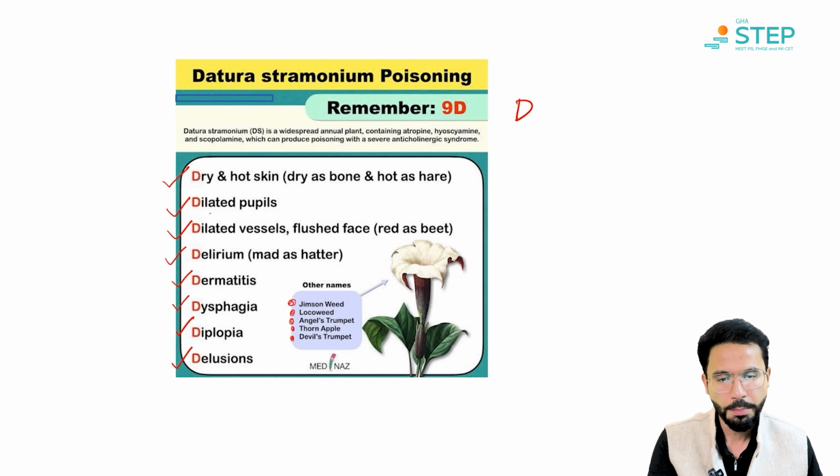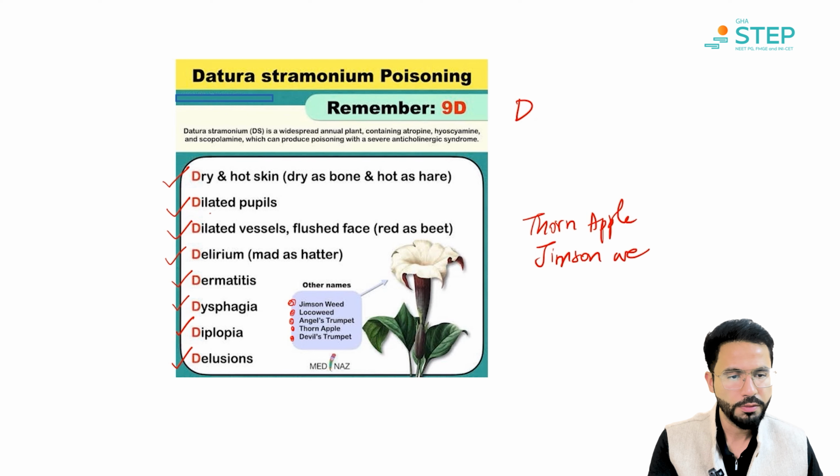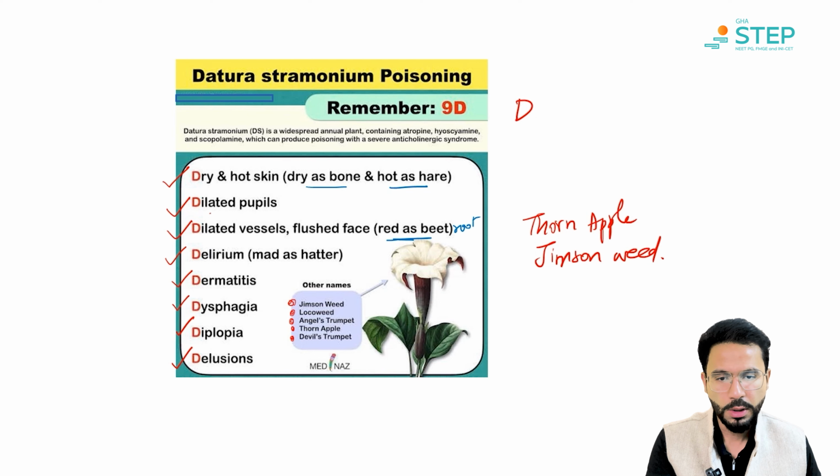or devil's trumpet. But the most important ones are thorn apple or Jimson weed. Now, look at the mnemonic here. If you have heard of this phrase, dry as a bone, hot as a hare, this is dry and hot skin. Then red as a beet, beet is beetroot. Red as a beet is talking about the dilated vessels because of the flushed face.